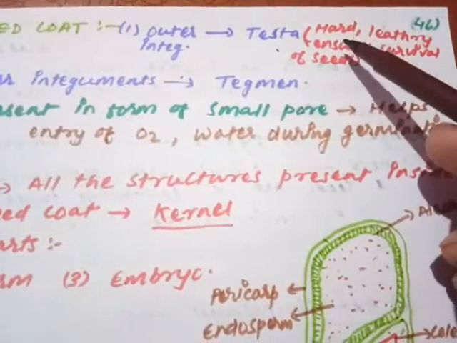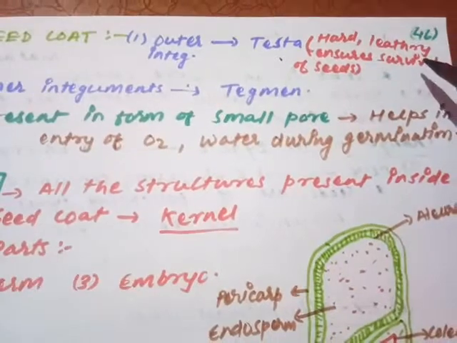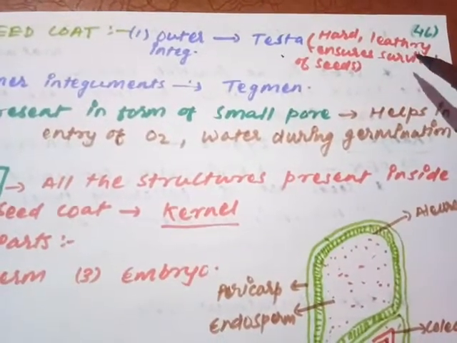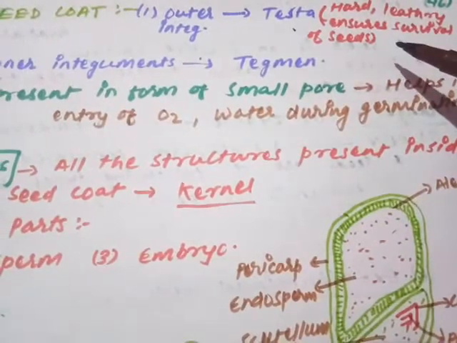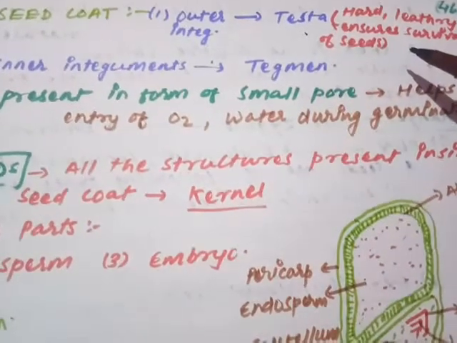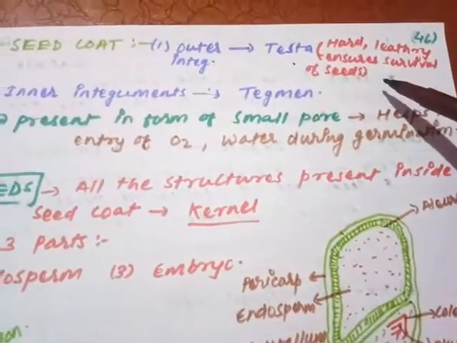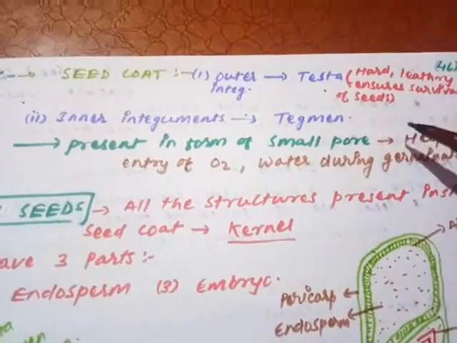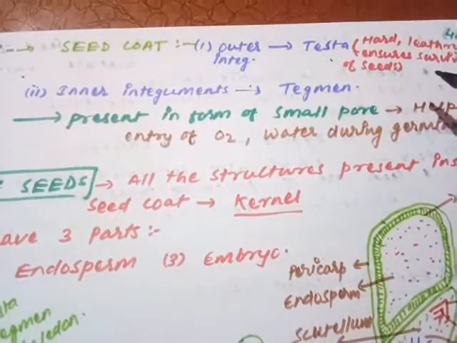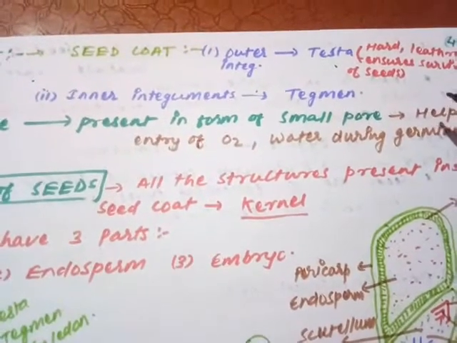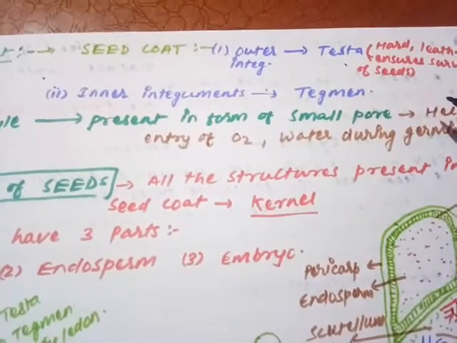Testa is considered the hard and leathery coating. It appears on the external surface, and this ensures the survival of the seeds even in harsh, unfavorable conditions. This increases the survival rate of the seed.